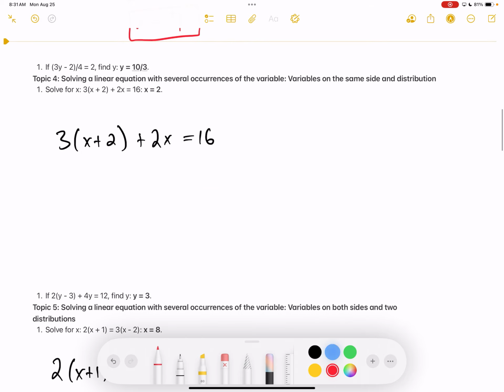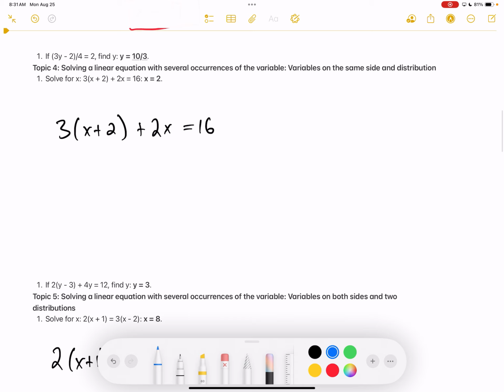All right, the next one finally doesn't have any fractions. This is the distributive property. So I distribute the 3 through both of those. So 3x plus 6 plus 2x. What you always want to do on these problems where you have a bunch of stuff is work on the left side, work on the right side, get them simplified down as far as you can, and then start moving them across the equal sign.